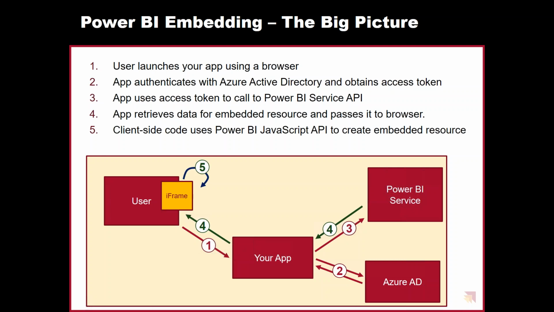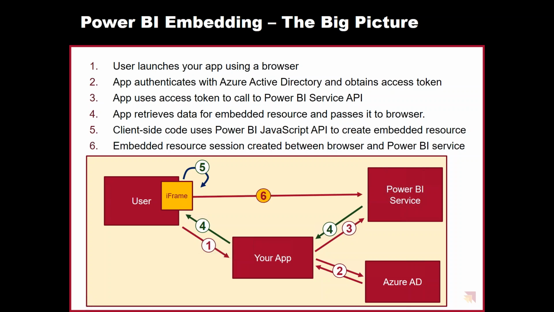Then what we're going to do is use a second API, which is a client-side JavaScript API called the Power BI JavaScript API. Its job is to take the report embedding data and create an iframe and basically establish a connection back to the Power BI service.